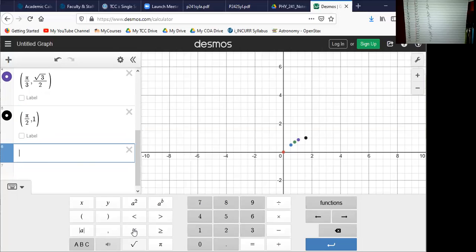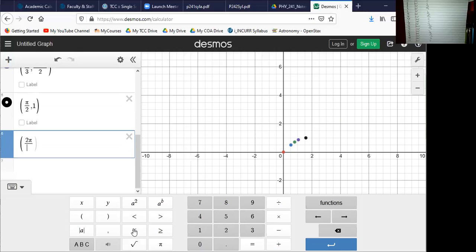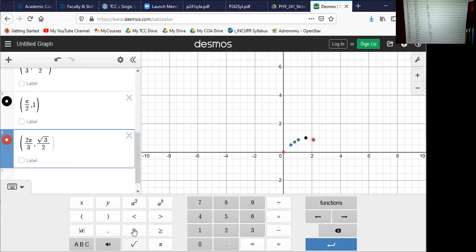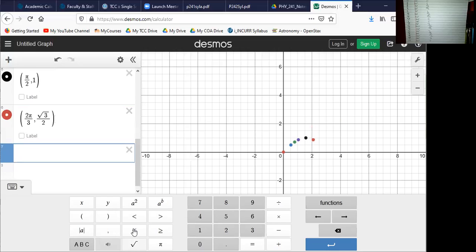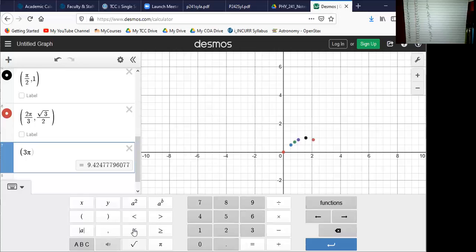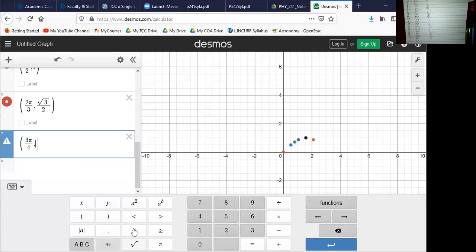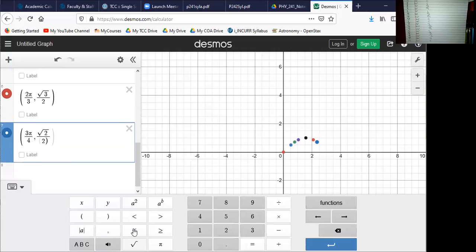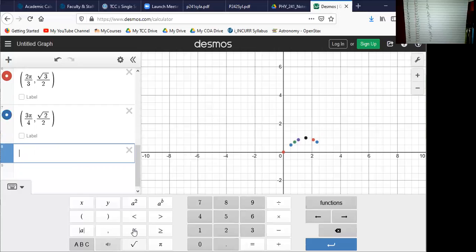So now I'll continue with 2 pi over 3, 2, control V over 3, comma, and that's root 3 over 2, square root 3 divided by 2, close parenthesis. Now we got that. Now we got 3 pi over 4, parenthesis 3, control V over 4, step outside, comma, so root 2 over 2, square root 2, step outside, divided by 2, and then close parenthesis. And you start to see the graph really coming together now.